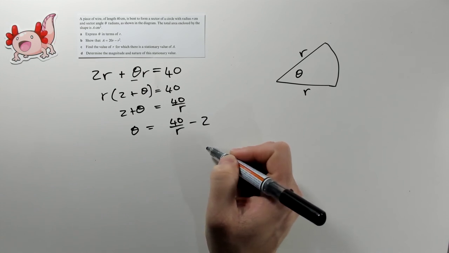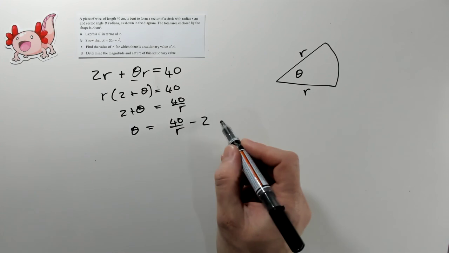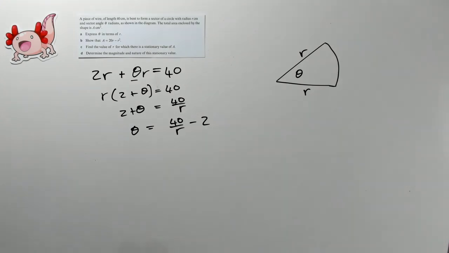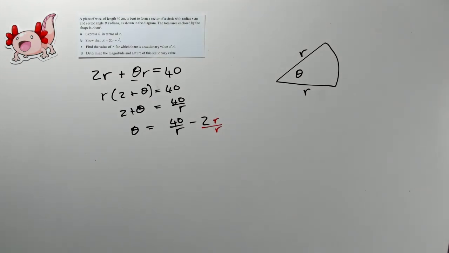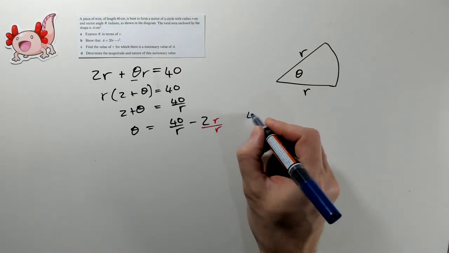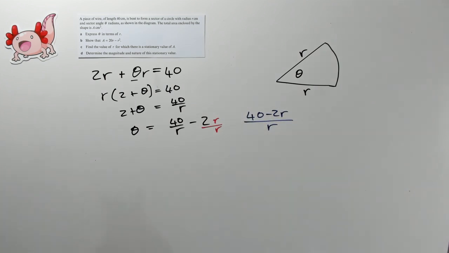Yeah, I think that's good enough. It can also be written as one fraction, so I can add an r and an r on both sides. So I would be able to write this as 40 minus 2r over r. But either or, both of those are the same.